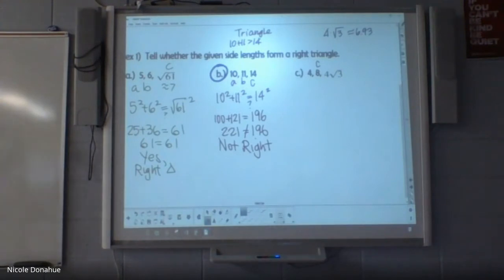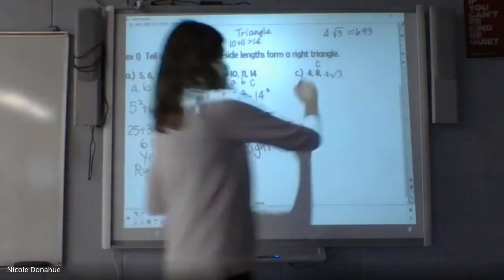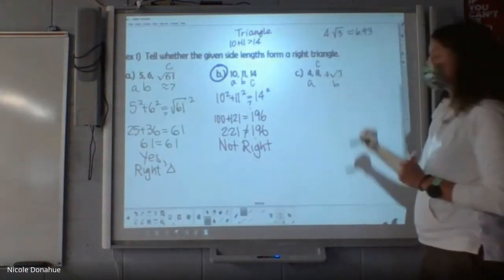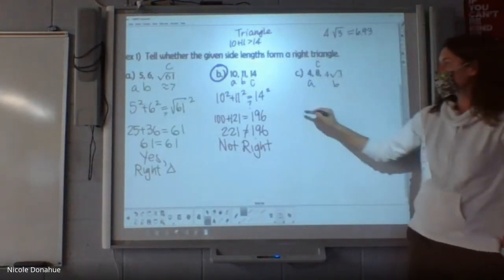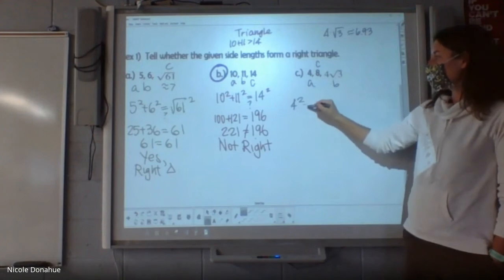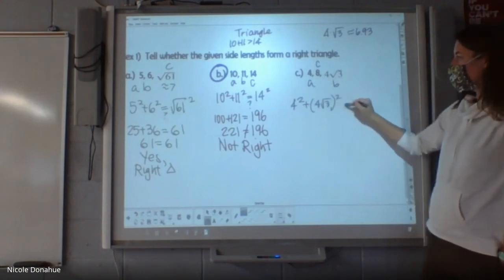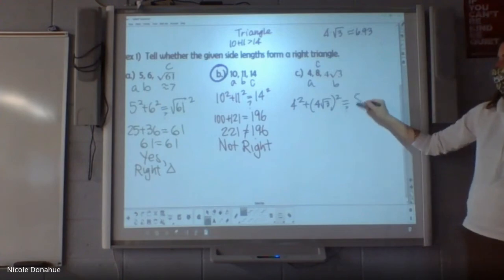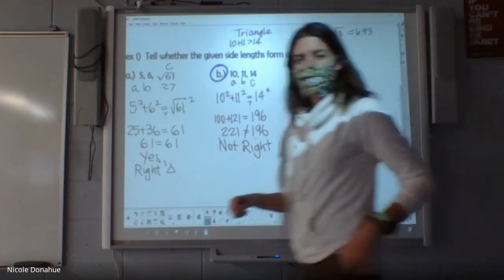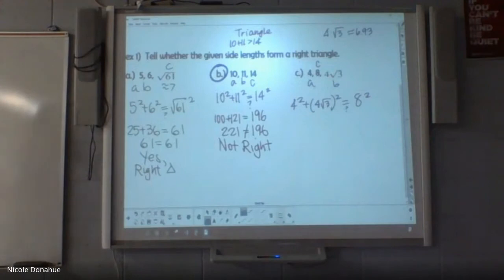So our 8 has to be our C. So the other two would be our A and B. So we're going to do 4 squared plus the 4 square roots of 3 squared. And we're checking to see, does that equal 8 squared? Again, checking to see if this is a right triangle.